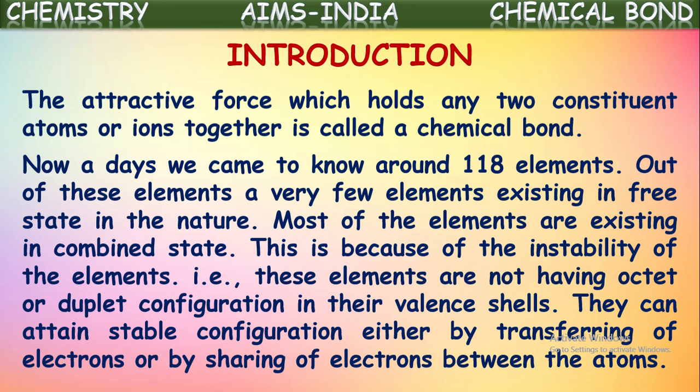We know those elements with this octet or duplet are called noble elements. But noble elements are very few. Most of the remaining elements do not have this octet or duplet and hence they are unstable. So the remaining elements also try to attain the stable configuration either by transferring electrons or by sharing electrons between the atoms, and finally they try to attain the stable electronic configuration, that is octet or duplet.